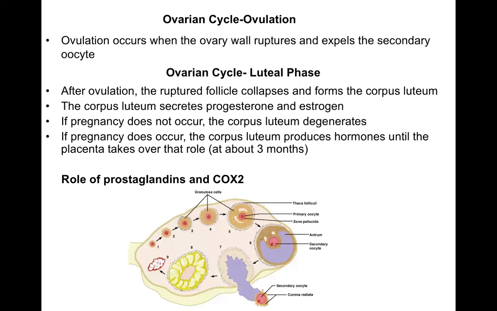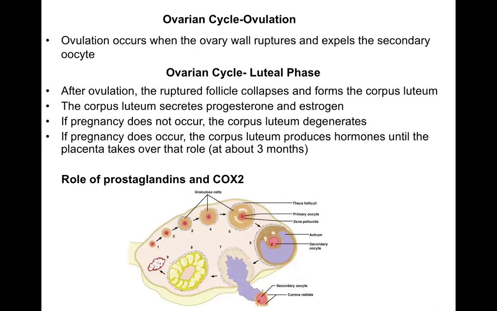It has been seen that there are two enzymes which are rate limiting in this entire process. One is known as the prostaglandin. The other is known as cyclooxygenase 2 or COX-2. Not fully understood, but it has been seen in mice that in the absence of these two factors, ovulation does not take place.